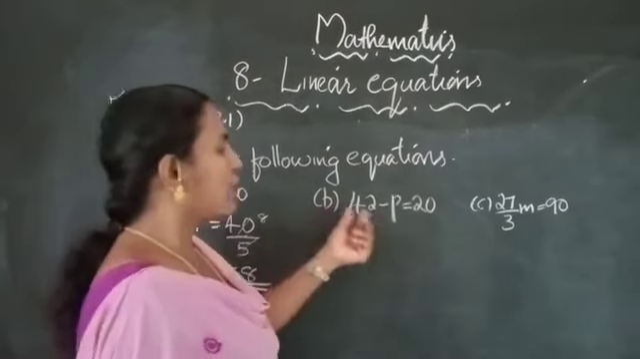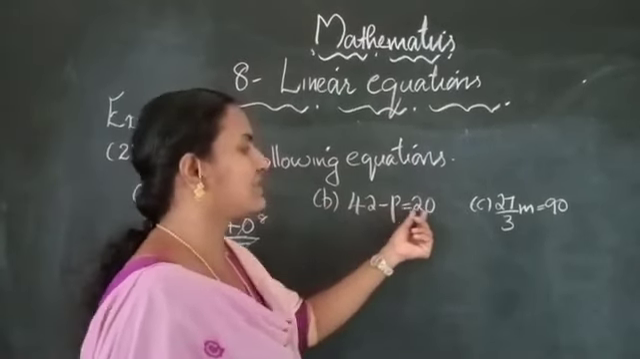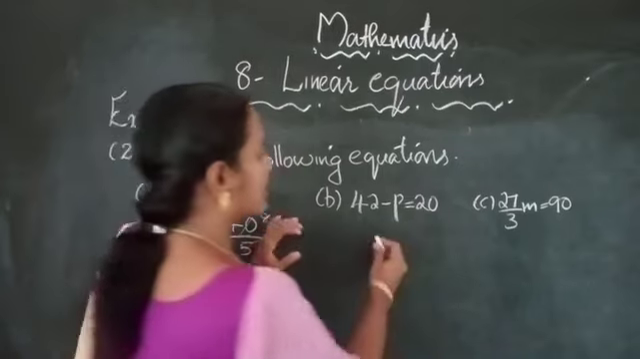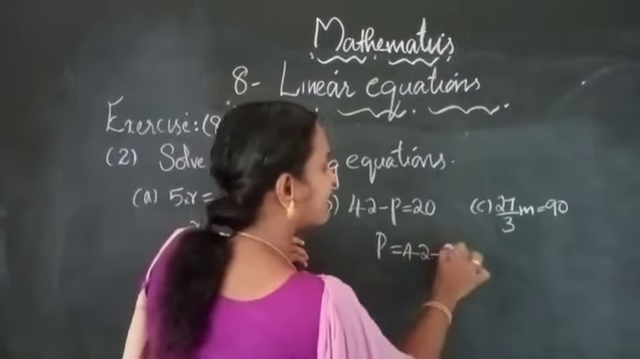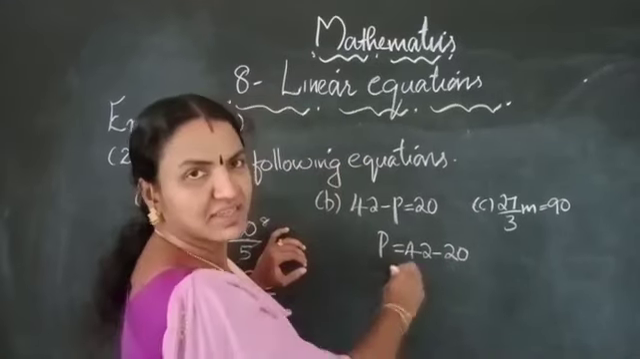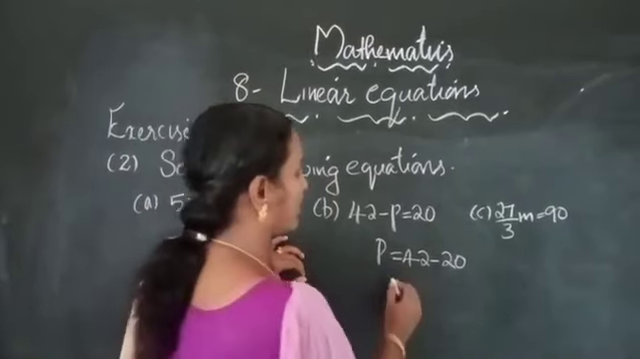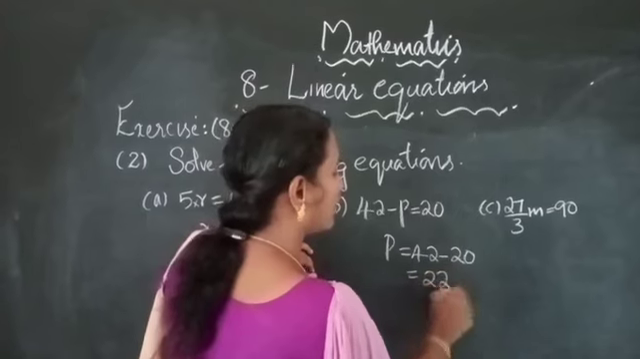Next, option B, 42 minus p is equal to 20. So p is equal to 42 minus 20. p is equal to 22.